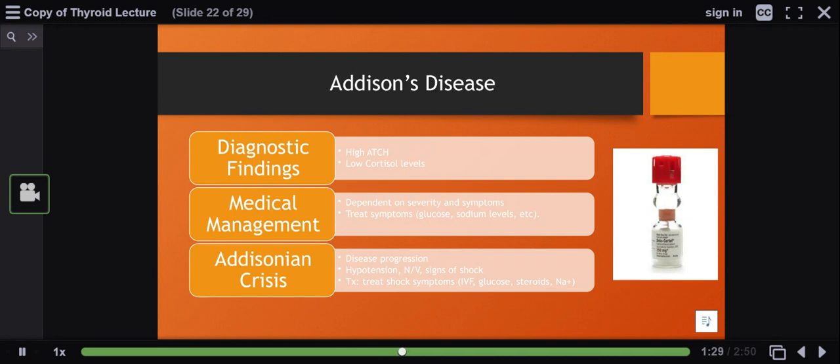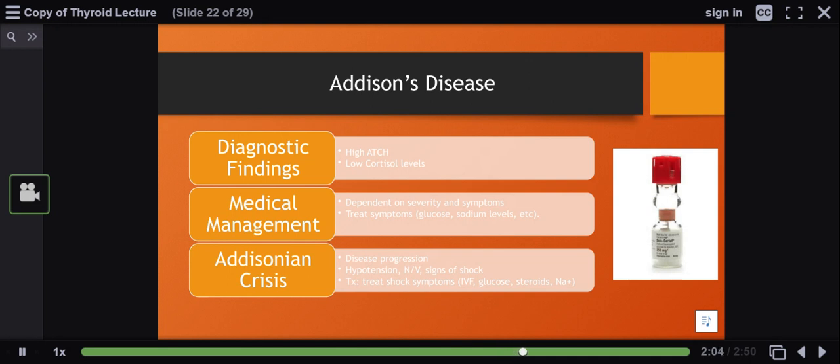A client who is non-compliant with their medical management regimen for Addison's disease is at a very high risk for developing Addison's crisis as the disease progresses. If untreated, the client would start to show signs of confusion, hypotension, cyanosis, and this may even lead into circulatory collapse or shock due to the low fluid volume.